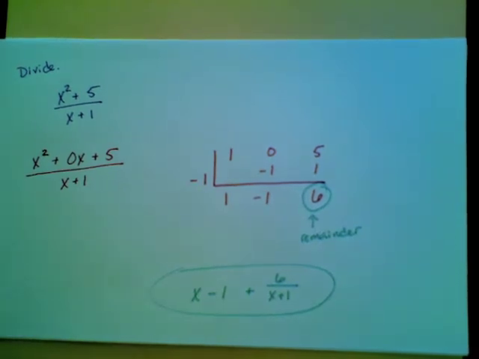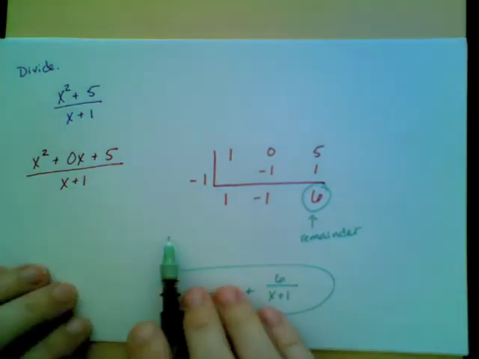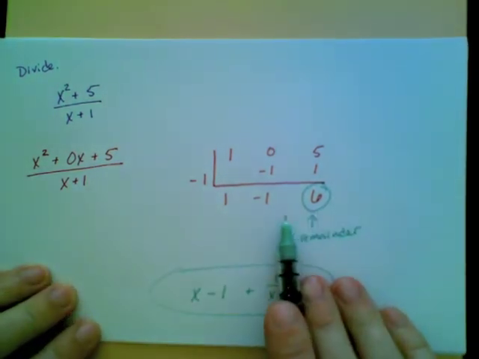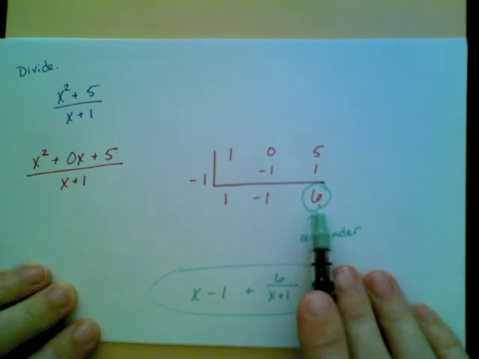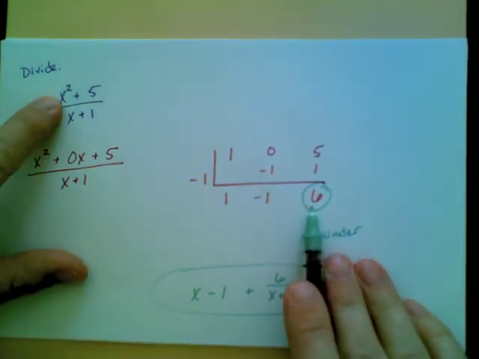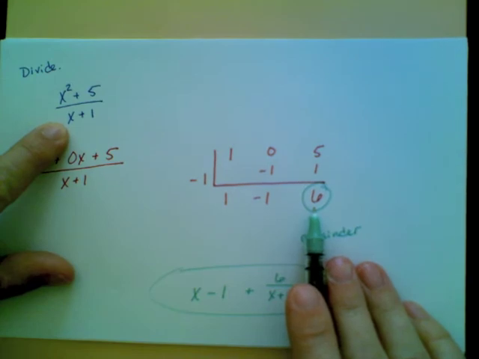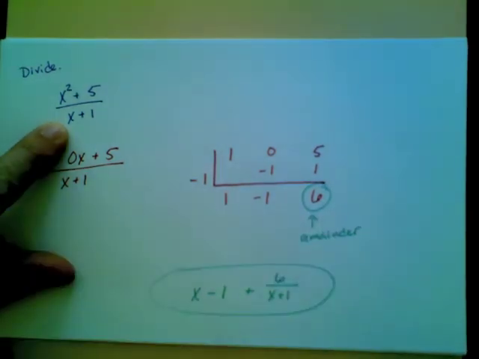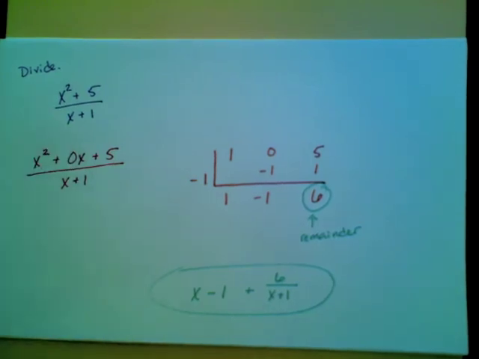If someone asks you whether something is evenly divisible, remember that to be evenly divisible means that it has a remainder of 0. That's what it means when you're doing division with numbers, and that's exactly what it means when you're doing division with polynomials. So this is not evenly divisible because it has a remainder of 6. If x squared plus 5 were evenly divisible by x plus 1, this remainder would have been 0. It's not, and so I know that this is not evenly divisible.